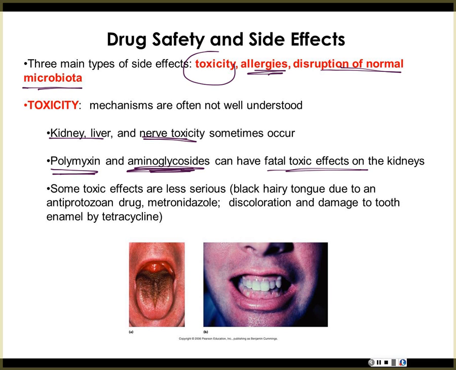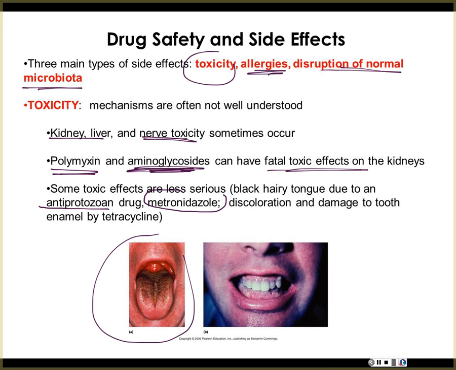All right, and then there are some toxic effects that are really just cosmetic. So there is a drug, an anti-protozoan drug, called metronidazole. So you might take that if you had a Giardia infection, a protozoan. And it causes a black hairy tongue. And most people don't want to have a black hairy tongue. So that's kind of a disturbing side effect.